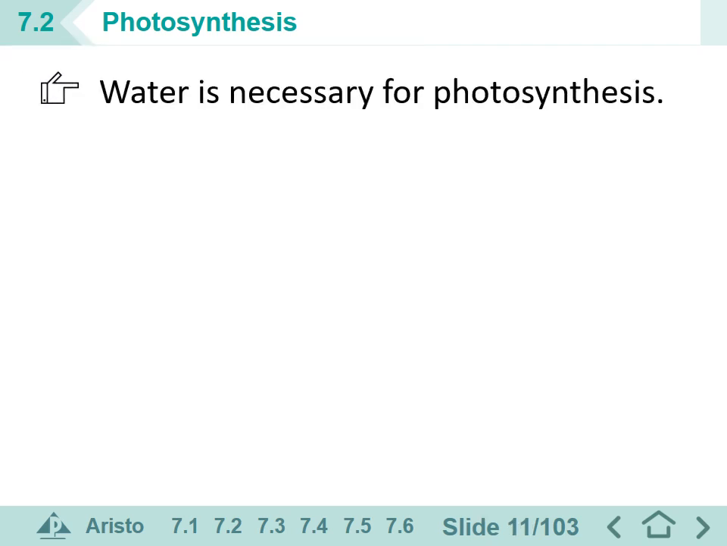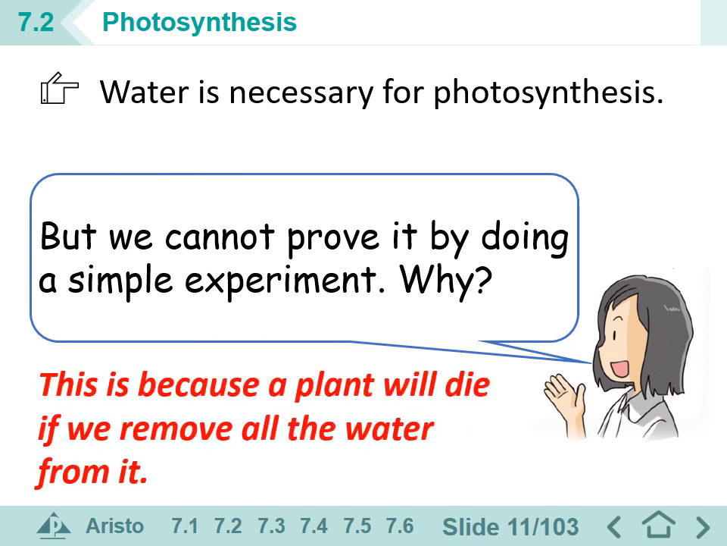You may be curious about the experiment for water. We mentioned that carbon dioxide, water, chlorophyll, and light are the factors necessary for photosynthesis, but there is no experiment provided in this textbook to prove that water is necessary. This is because a plant will die if we remove all the water from it. So we don't have a simple experiment for proving that water is necessary for photosynthesis, but you know that it is a necessary factor for photosynthesis.